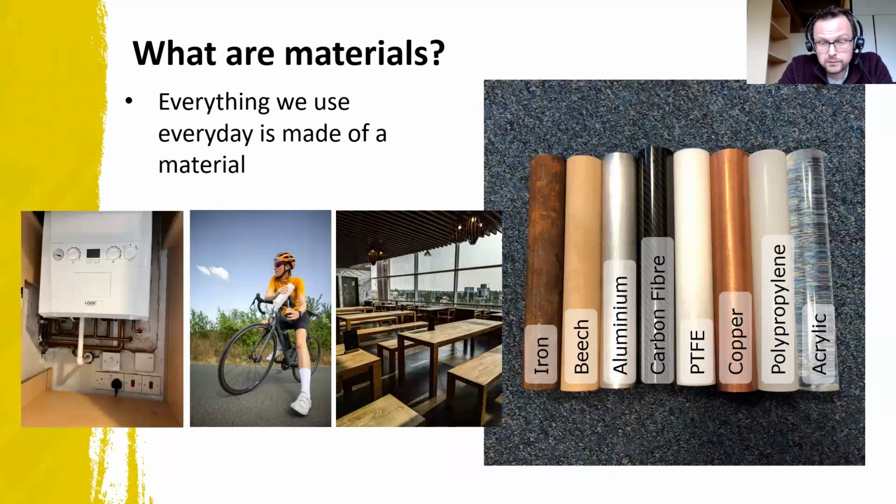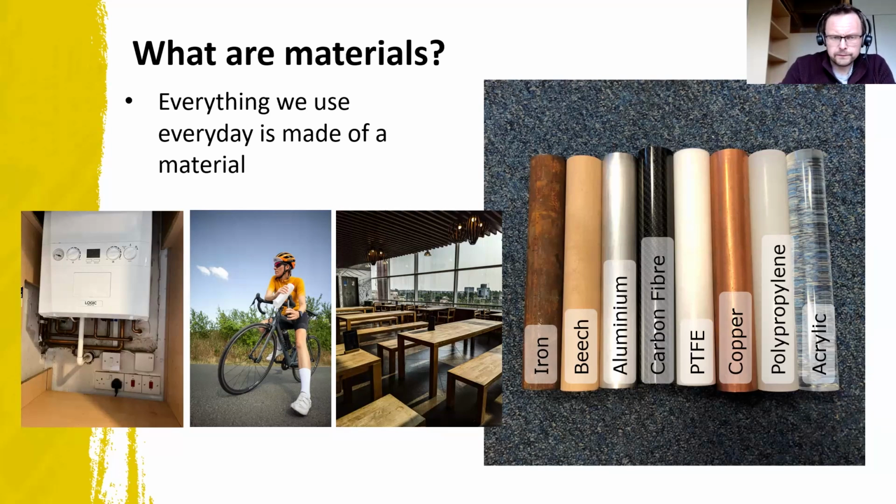Around the home, there's plenty of materials, such as your boiler. You've got copper pipes coming out of it to carry hot water around the house to heat the rooms. And also within the boiler, you've got the plastic pipes as well. Your bike frames, probably aluminium, maybe even carbon fiber, which are lightweight materials. And the tables may well be made out of wood, or metal tables. So materials are pretty much everywhere.